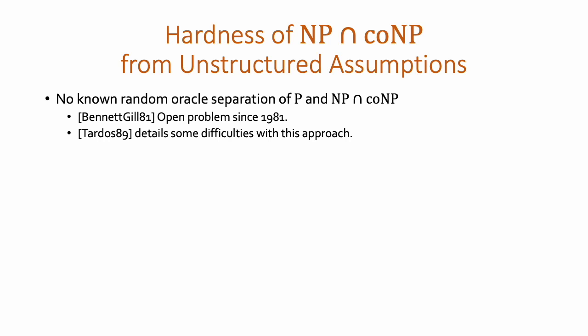In fact, there have been some roadblocks when it comes to constructing hard languages in NP intersection coNP from unstructured assumptions. For example, we have no known random oracle separations of these two languages, a problem which has been open for the last 40 years. We've also seen that there are some difficulties with this approach, which makes it an all the more challenging problem.